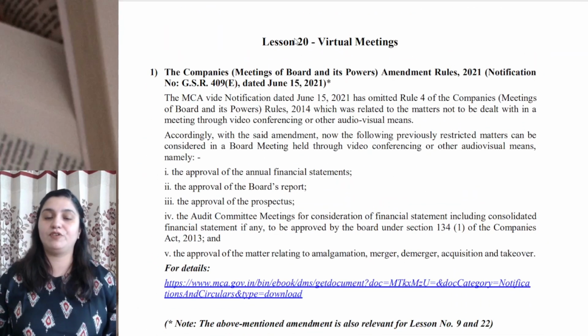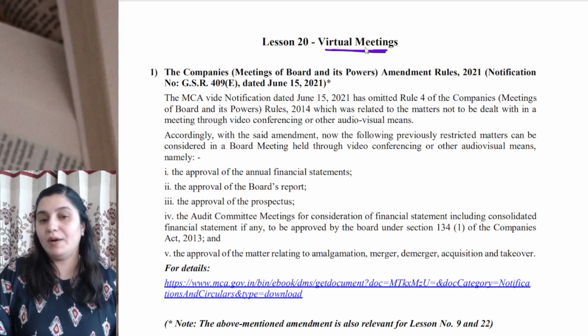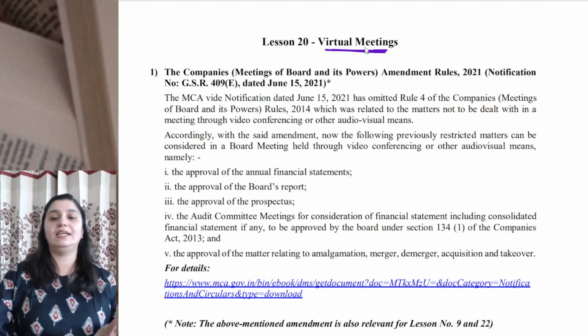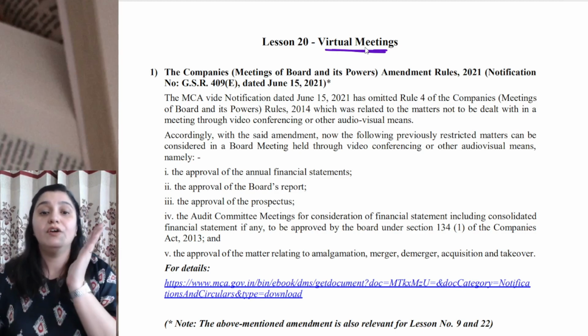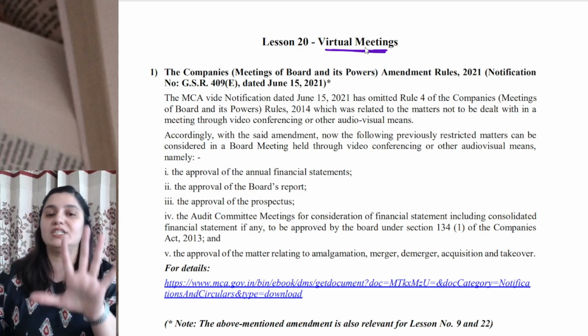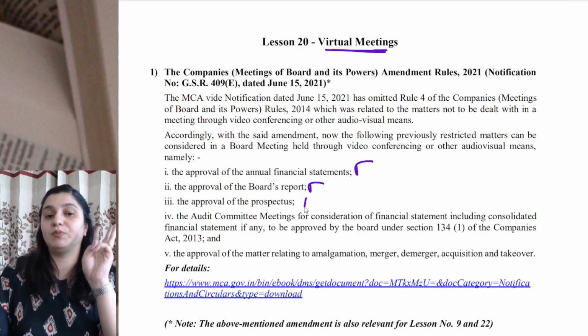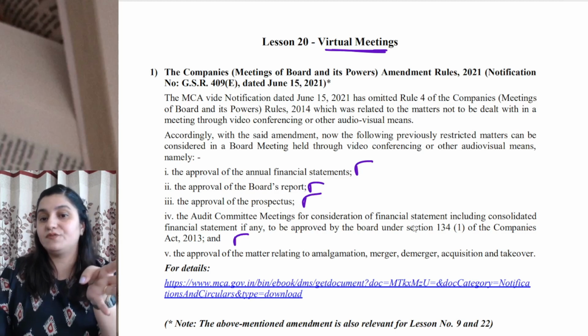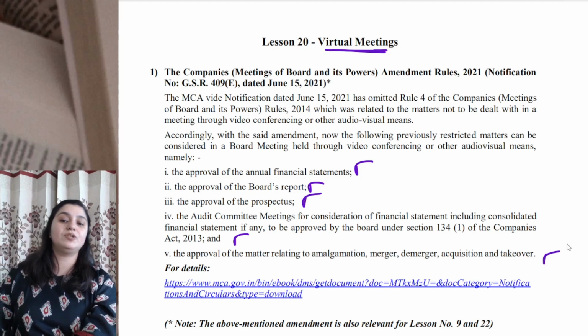Moving to the last chapter of part B, chapter 20 on virtual meetings. So what was the amendment over here? वैसे ही अमेंडमेंट जो है ये आपने अपनी बुक में भी आपके गिवन है, जो लेटेस्ट बुक है उसमें गिवन है. आई विल टेल यू. सो देयर वर 5 मैटर्स अर्लियर व्हिच वर नॉट टू बी डेल्ट थ्रू वीडियो कॉन्फ्रेंसिंग और ऑडियो विजुअल मीन्स. तो पहले क्या होता है, 5 ऐसे मैटर्स थे जिसमें आता है अप्रूवल ऑफ एनुअल फाइनेंशियल स्टेटमेंट्स, बोर्ड्स रिपोर्ट, अप्रूवल ऑफ प्रोस्पेक्टस, ऑडिट कमेटी मीटिंग्स फॉर कंसिडरेशन ऑफ फाइनेंशियल स्टेटमेंट एंड अप्रूवल ऑफ मैटर्स रिलेटेड टू अमेलगमेशन, मर्जर, डीमर्जर.